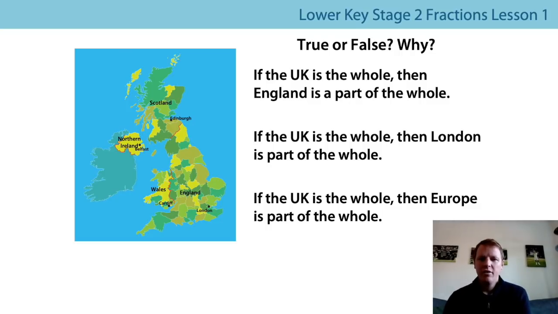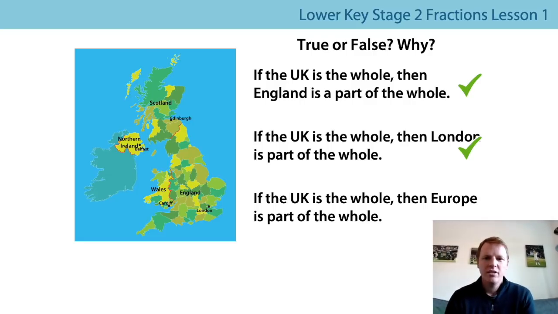Did you do it? Hopefully. Here I'm going to run through the answers and see if you agree with me. So the first sentence is true. Hopefully you got that one correct. I said before the UK as a whole, and we can see on our map here that England is on that map and it's definitely a part of the whole. The second sentence is also true. The UK as a whole, then London is a part of the whole. London is down here in the southeast of the United Kingdom. That's where I'm from. It's definitely a part of the whole.